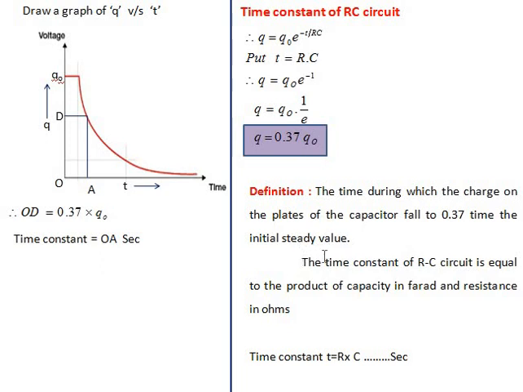Therefore, the time constant of the RC circuit is equal to the product of capacitance in farad and resistance in ohm. So the time constant T = R × C in seconds.